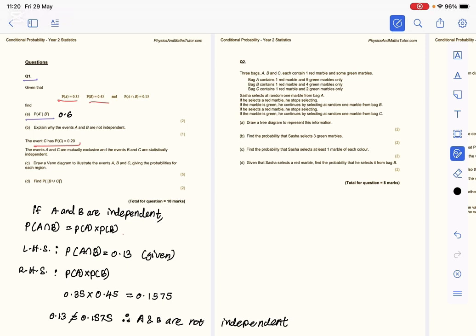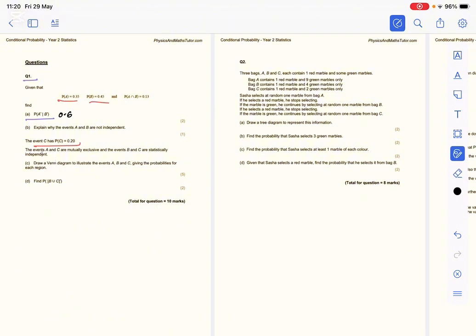Nice. So that way you can say A and B are not independent. Next, they have given some additional details. The probability of C is 0.2. And also they have given some more details. Events A and C are mutually exclusive, and events B and C are statistically independent.